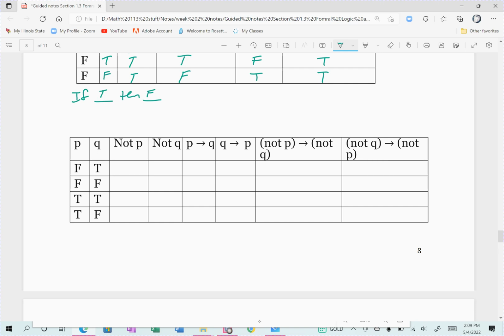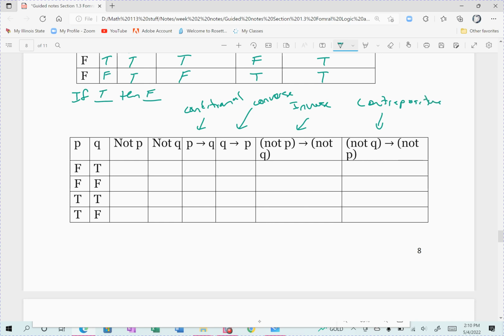Just so that you know what these are, this is the conditional, the original conditional. This would be its converse. This would be its inverse. And this would be its contrapositive.